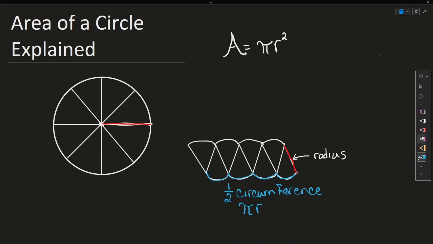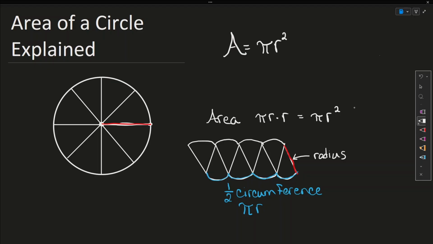Yes. So, this rearranged figure has an area of approximately base times height, or pi r squared. That gives the formula for the area of a circle.